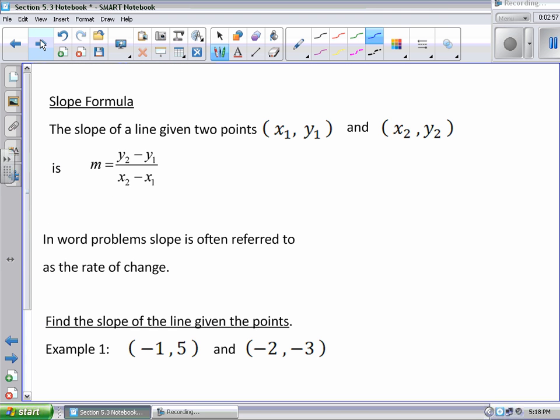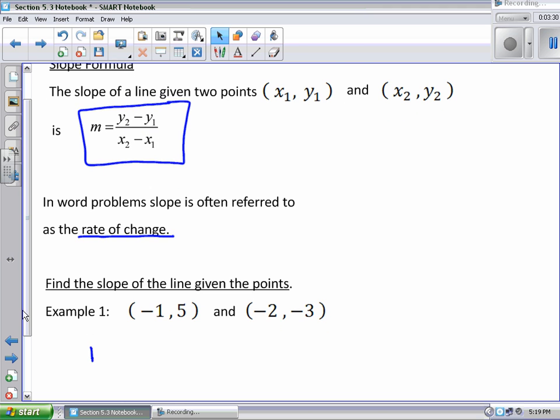The slope formula for a line. Given 2 points, x sub 1, y sub 1, and x sub 2, y sub 2, the slope of a line is given as y2 minus y1 over x2 minus x1. Oftentimes in word problems, slope is referred to as the rate of change. If you see that something is changing or that you have a rate of change, it's asking you for the slope.